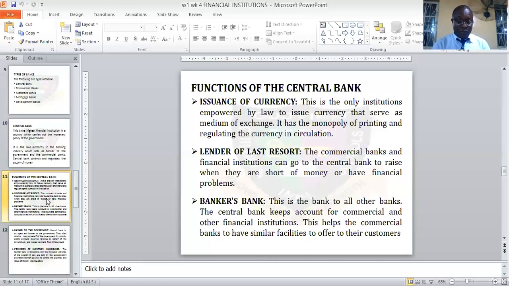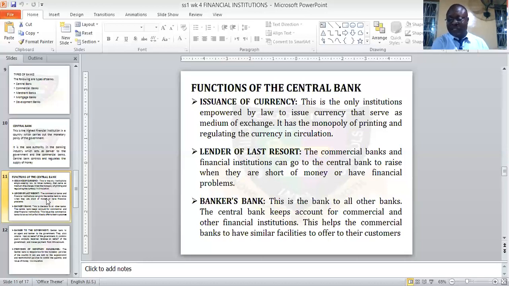So this one I have here, lender of last resort. The commercial banks and financial institutions can go to the central bank. Yes, commercial banks, development banks, merchant banks, and mortgage banks. When they cannot get funds, or they are in a situation of depression, they can go to the central bank to get money from them, and we are still coming.